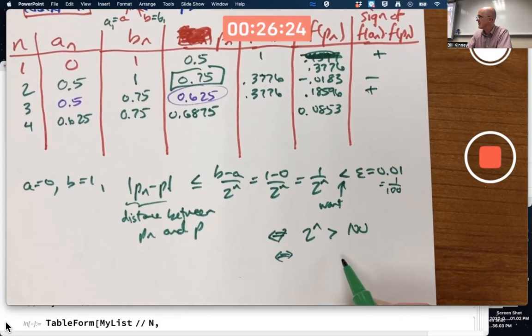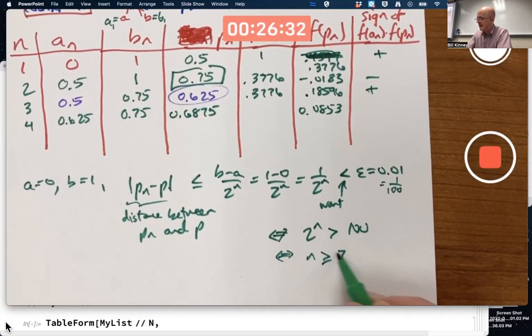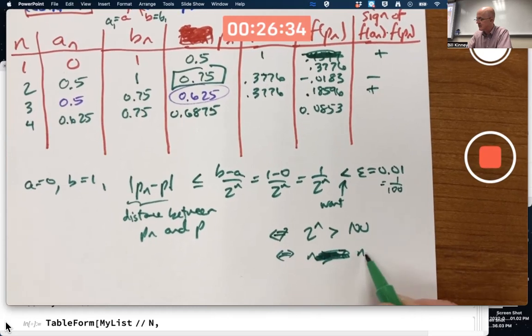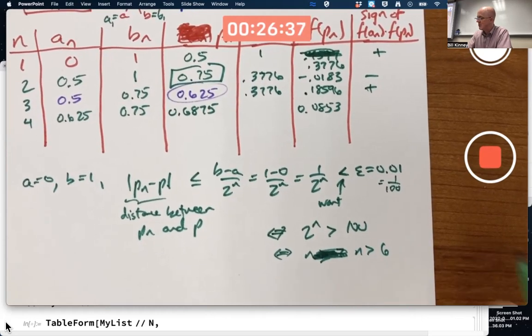If n is a whole number, just think about it. n would have to be bigger than 6 for that to be the case. I guess greater than or equal to 7. Let's write it that way, if n is a whole number.